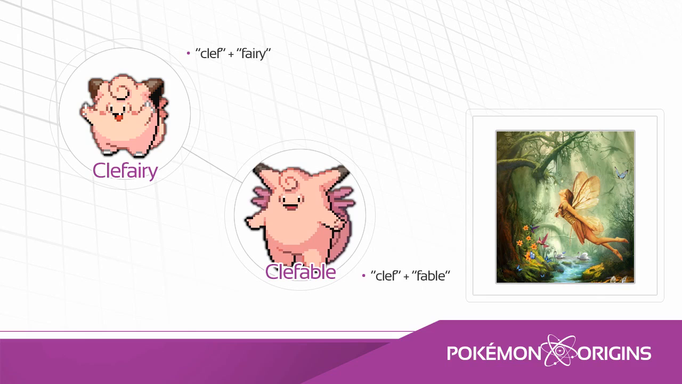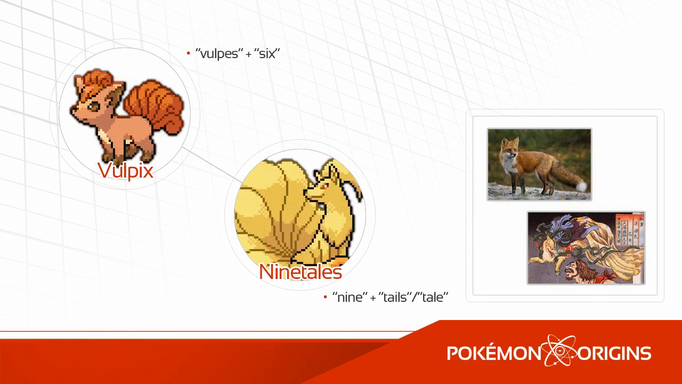Then we have Vulpix and Ninetales. Vulpix's name comes from Vulpes, which is Latin for fox, and 6 referring to the fact that it has 6 tails, whereas Ninetales comes from 9, referring to 9 tails, and then tails or tail as in fairy tale. In terms of the basis, we have foxes in general, but Ninetales is also very much based on the kitsune, the Japanese legend, with many tails, foxes living for a long time, stuff like that in general.